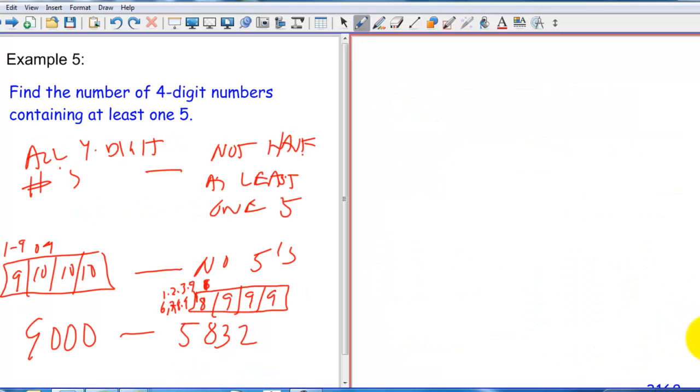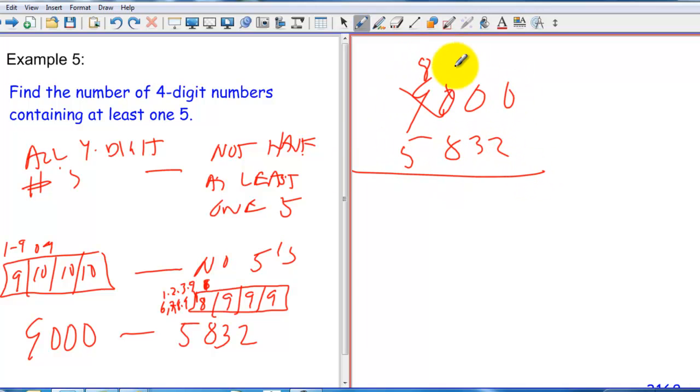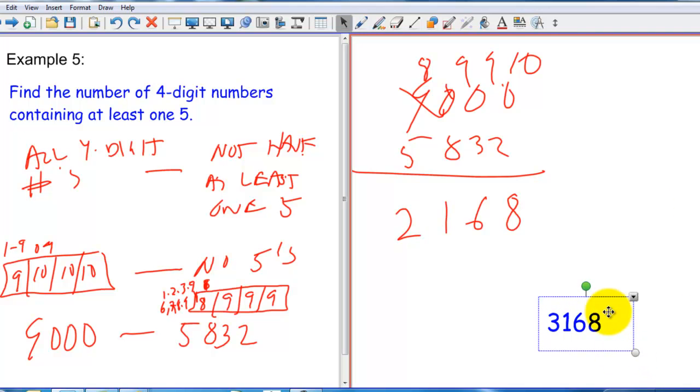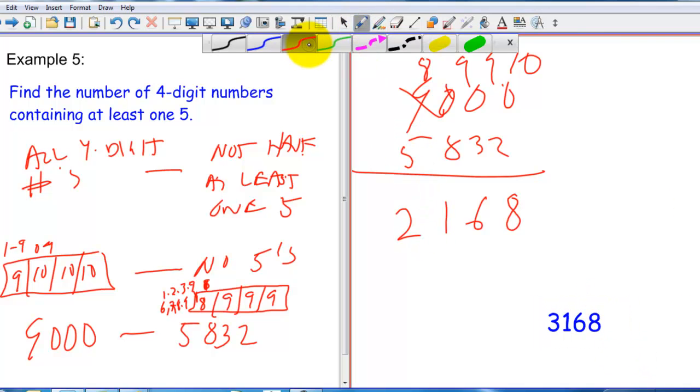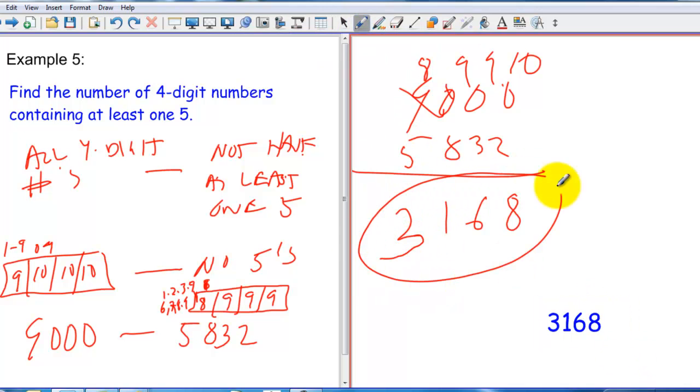And then that works out to be 9,000 minus 5,832. I think I'm going to beat the calculator on this one. Oh, a little haste there. There you go. 3,168.